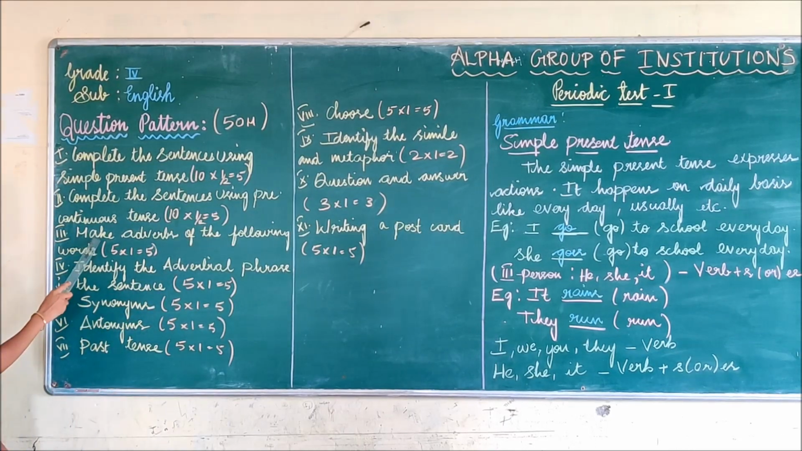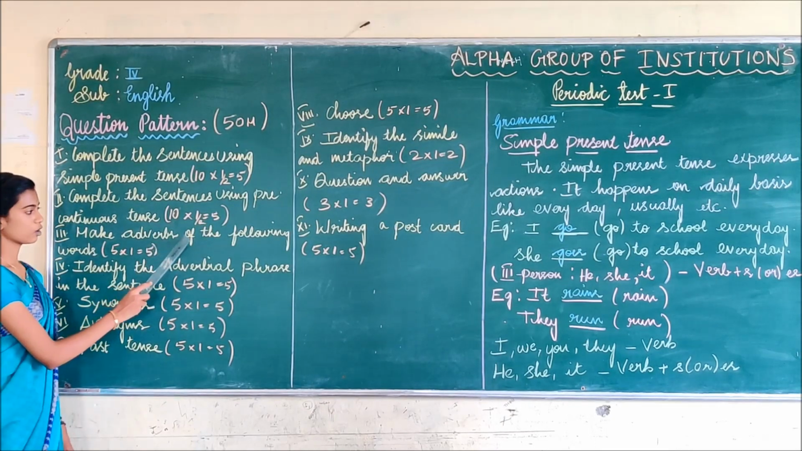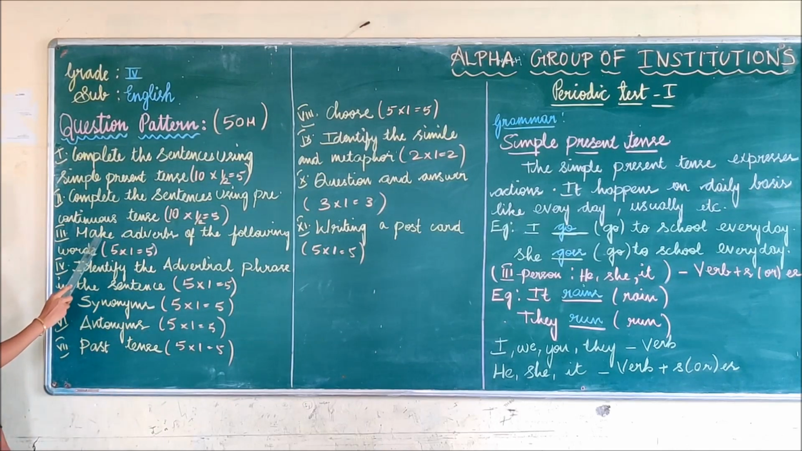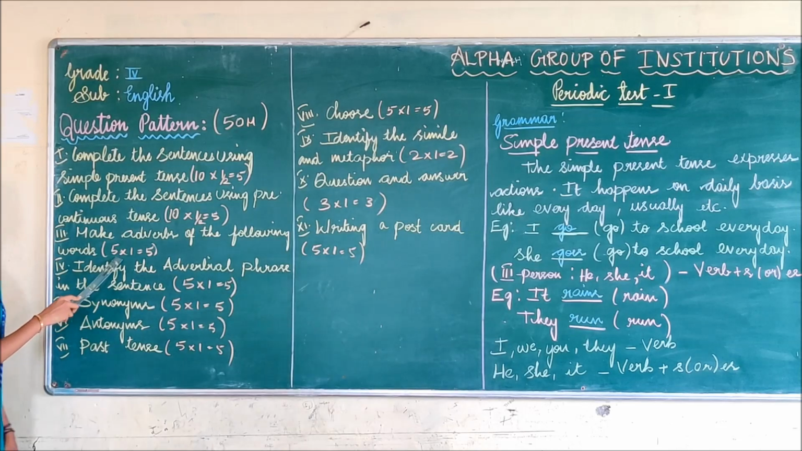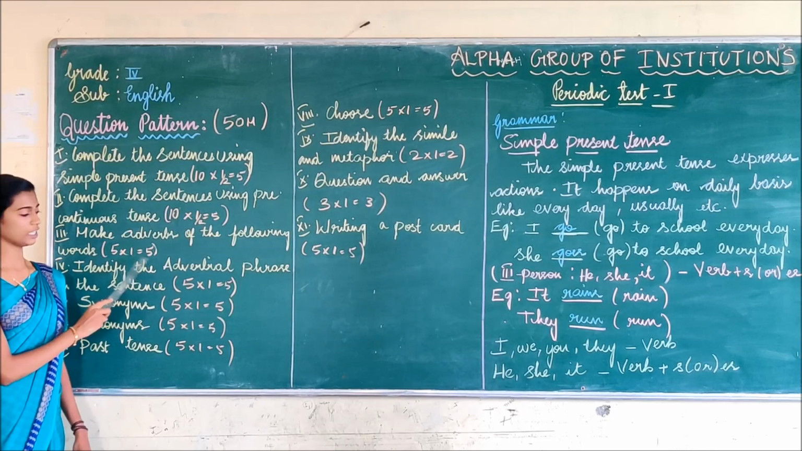Okay. Third one. Make adverbs of the following words. So there will be 5 questions. Each question carries 1 mark and totally 5 marks.